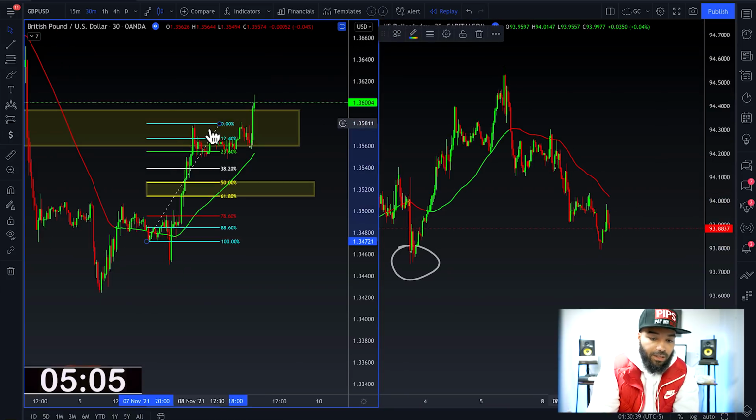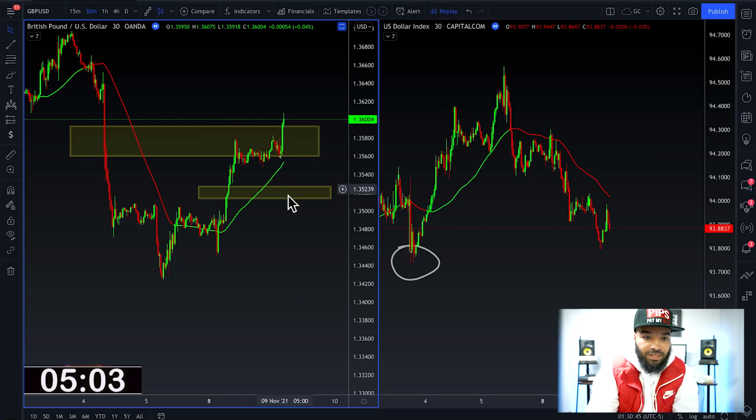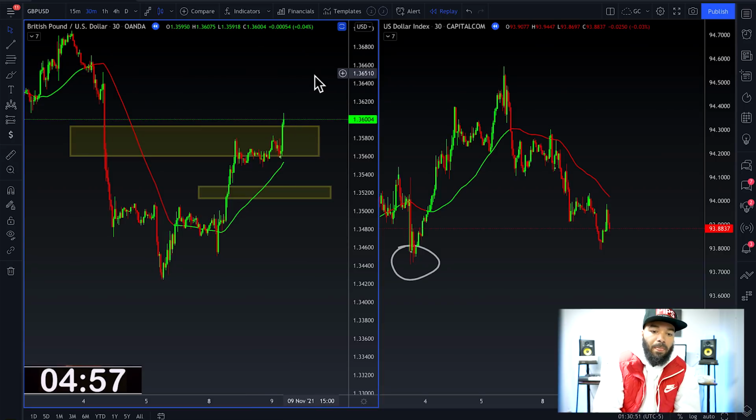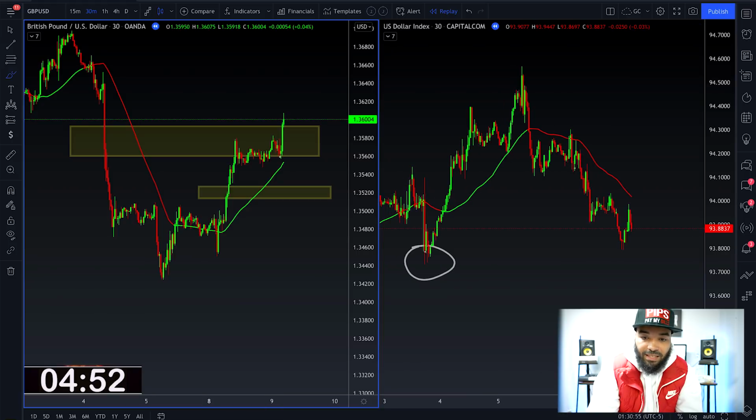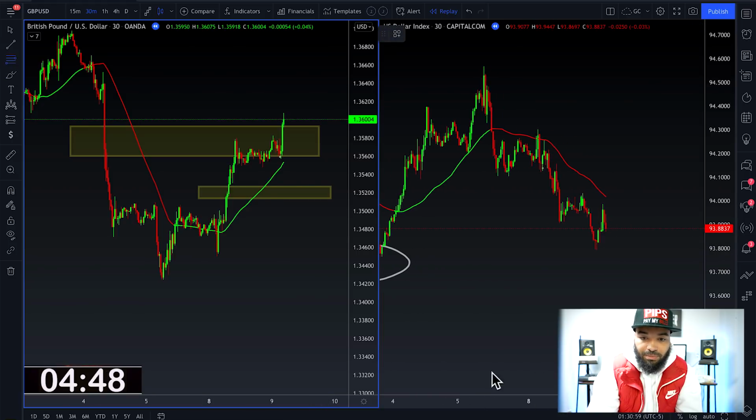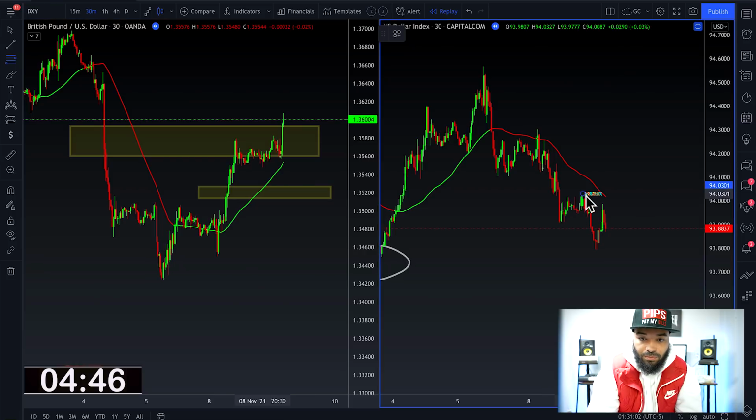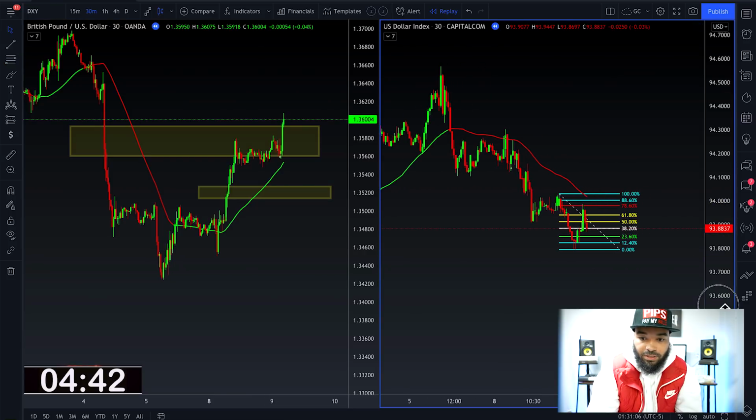I took a sell on GBP USD because I just did not trust this buy right here. Looking at the dollar index, I did not trust the buy, especially because I was looking at this too. Boom. I was looking at that golden zone right there.